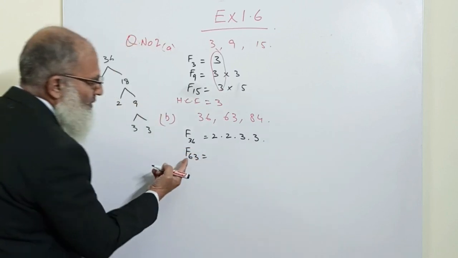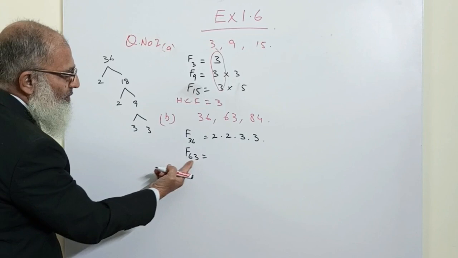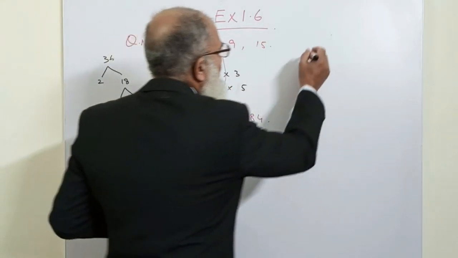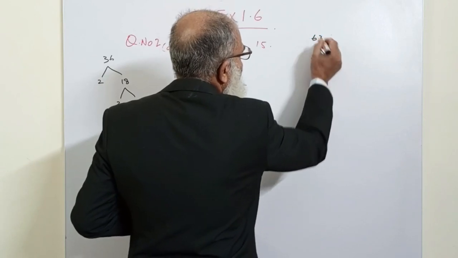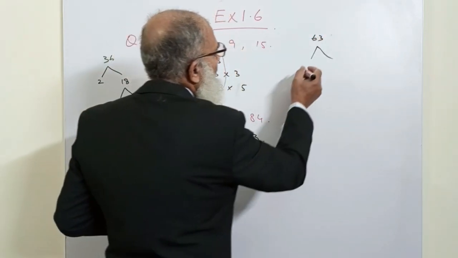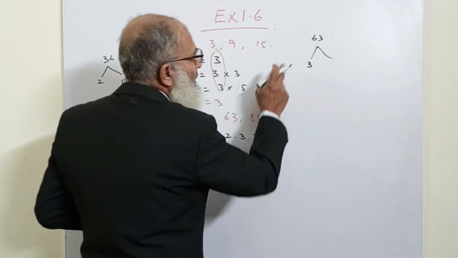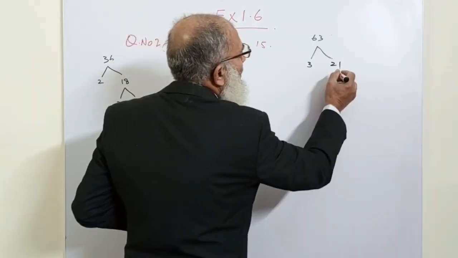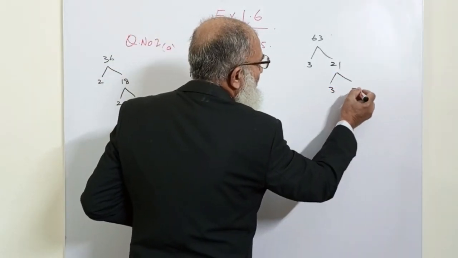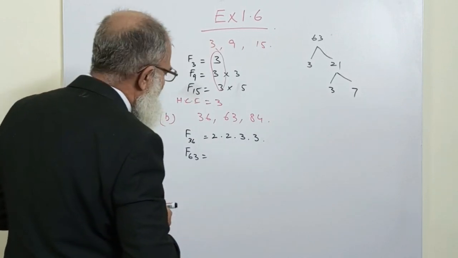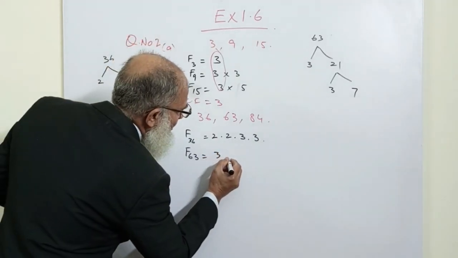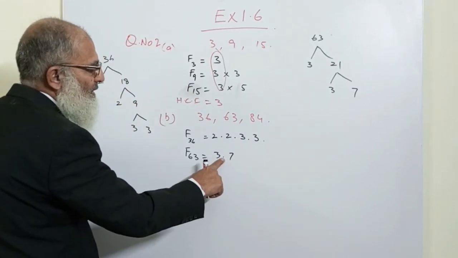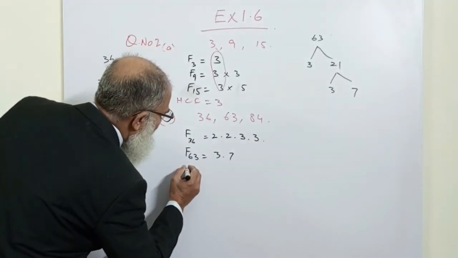For 63, now this is not divisible by 2, this is divisible by 3 only. So I write it here, 63: 3 times 21, and 3 times 7. So what I write here is 3.7. I told you that this dot stands for multiplication.